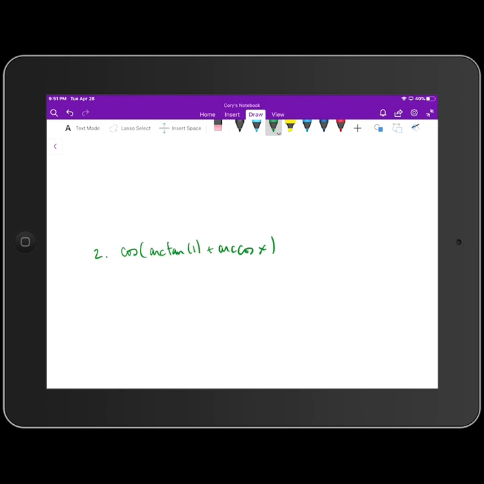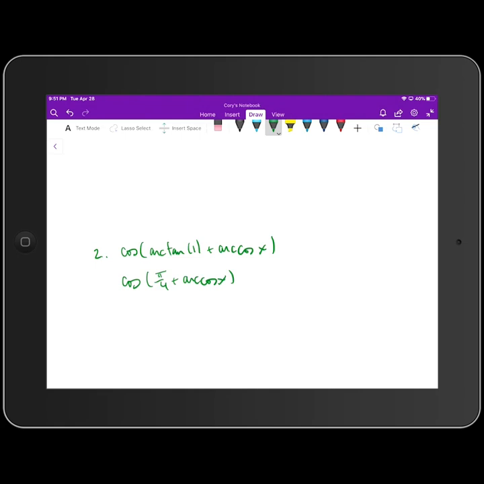So cosine of the arctangent of 1, first off, we want to figure out what the arctangent of 1 is. And we can figure out what that is. So we want to think to ourselves, the tangent of what angle between negative pi over 2 and pi over 2 is 1. And that angle is going to be pi over 4. So I can actually rewrite this as the cosine of pi over 4 plus the arccosine of x.